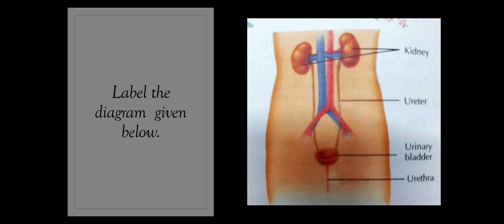As we know, kidneys are bean-shaped structures and urine is formed in the kidneys. After that, two thin tubes called ureters arise from each kidney and carry urine from the kidney to a bag-like structure which is called urinary bladder. Urine is passed out of the body from an opening called urethra. So these are the points: kidney, ureter, urinary bladder and urethra.